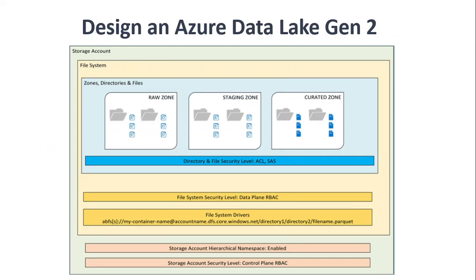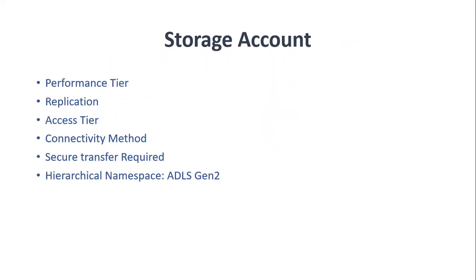So this diagram gives you a high level structure of the data lake, which tells you the different layers of it. You can look at this: the first layer is the storage account, second is the file system, and the last one is directories and files. Basically, this is a folder hierarchy structure. We're going to look into all of them in detail. First, we'll start with the storage account.